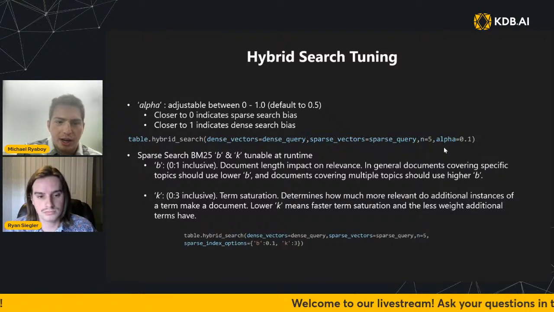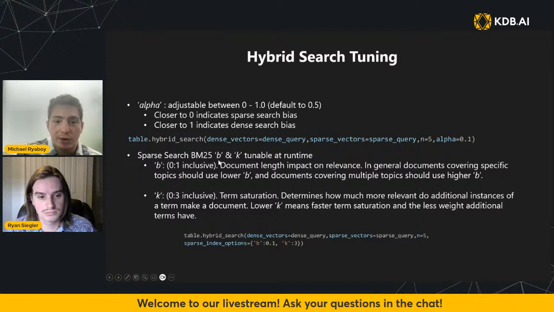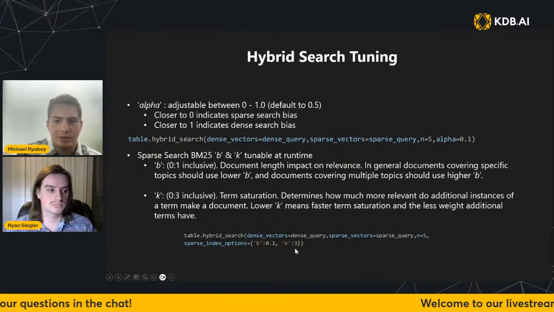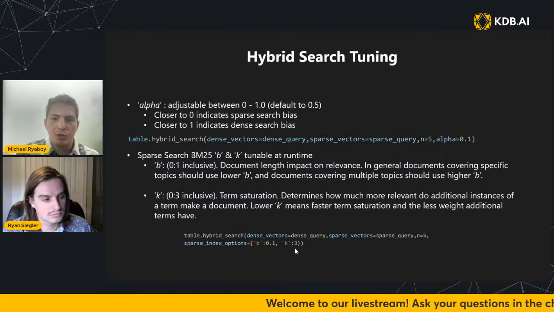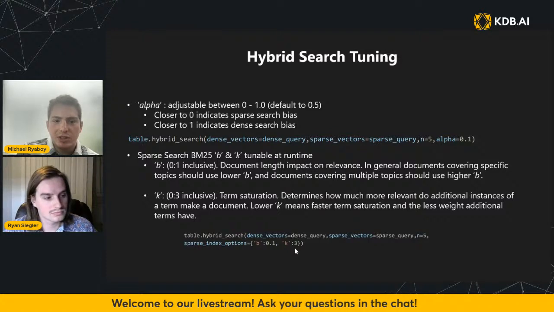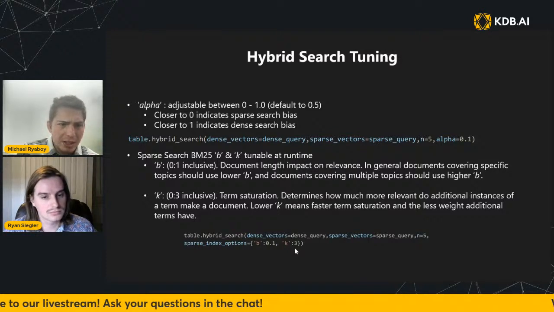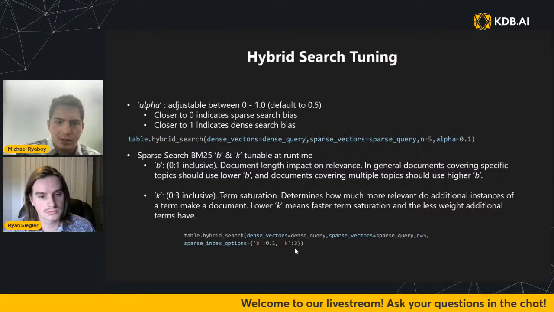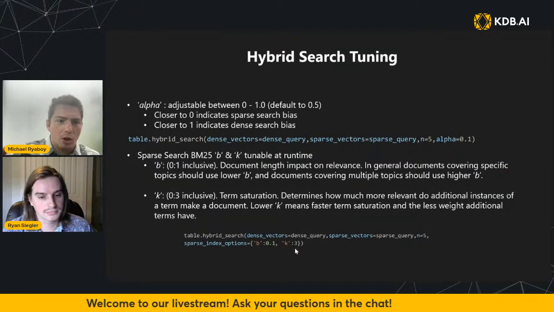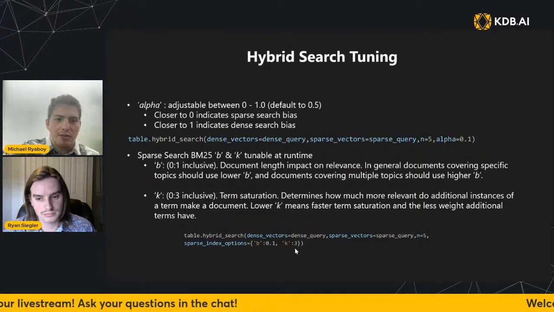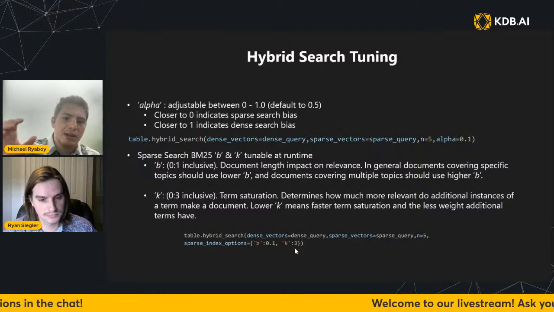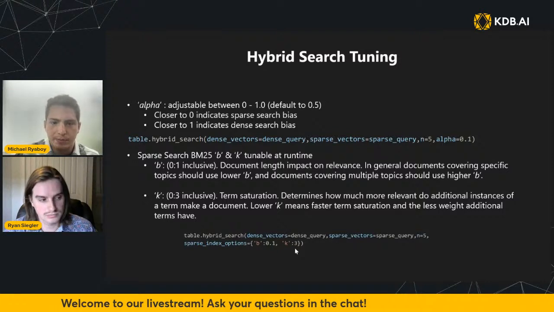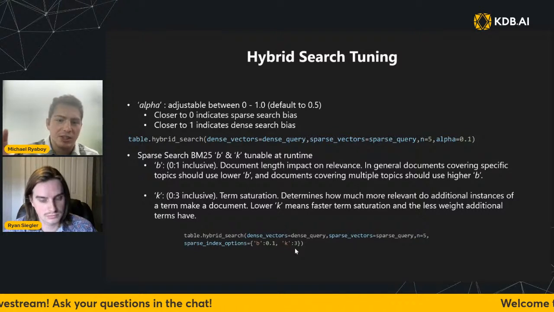Now, BM25 has hyperparameters called B and K, which we could tune at runtime. Now, B is just the document length's impact on relevance. So basically, whenever you have documents that are covering very specific topics, you should use a lower B. And when your documents cover many different topics, then a higher B is usually more effective. And K just means term saturation, which is, okay, you have additional instances of a term coming over and over, and K just defines how quickly this term stops increasing the document's relevance. So lower K just means faster term saturation.